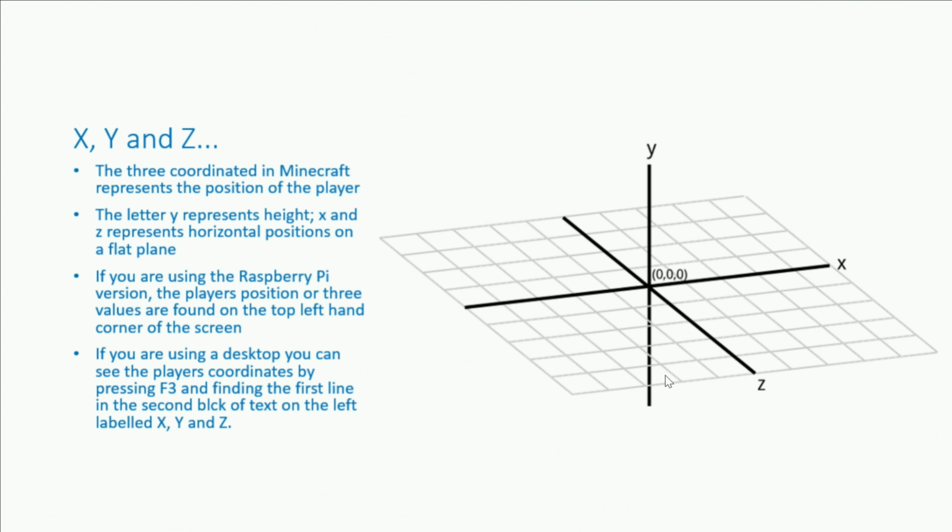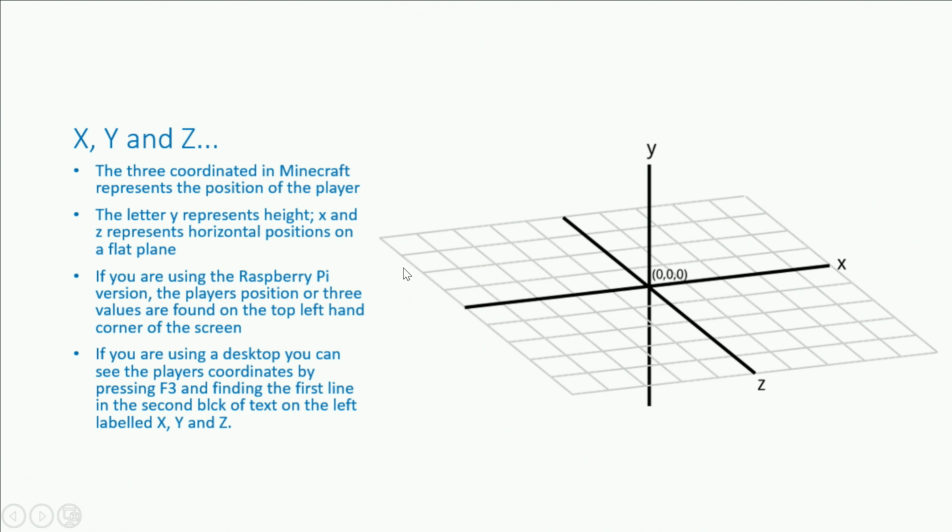Minecraft uses three coordinates to represent the position of the player. Letter Y represents the height, as you can see here, and letter Z represents the horizontal position of the player, and X represents the flat plane, so where he is along the flat plane.